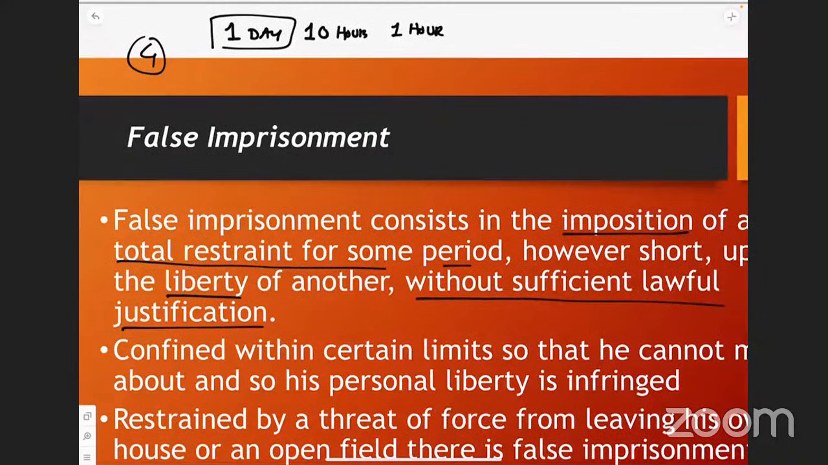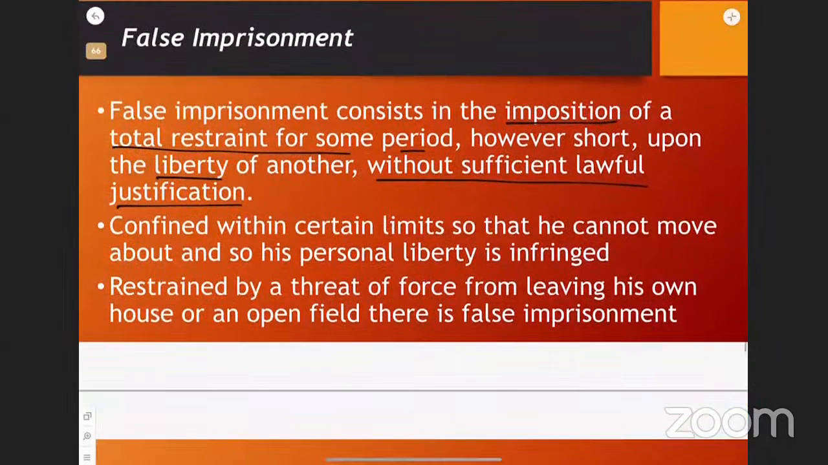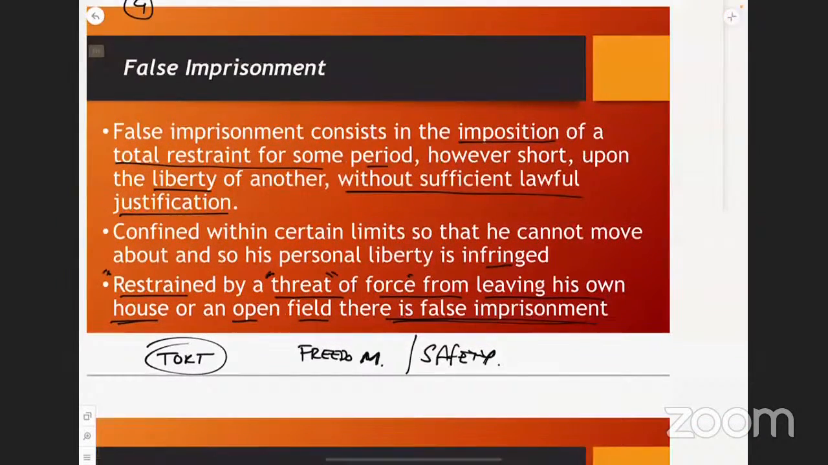See, police can detain you, that is different. But false imprisonment is if you put somebody inside their house or your house or some office and you don't allow them to go out. That is a tort, because at the end of the day it is against your personal freedom or safety. Correct? Confined within certain limits so that he cannot move about, and so his personal liberty is infringed, restrained by a threat of force from leaving his own house or an open field, there is a false imprisonment. So if you restrain somebody and you threaten him, that is false imprisonment.